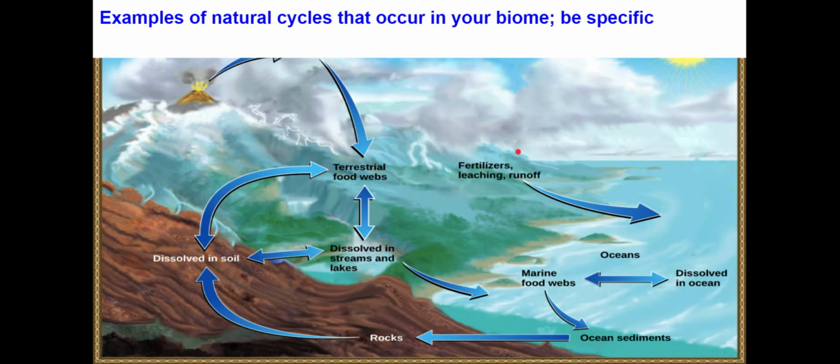What are some of the natural cycles happening in your biome? Can you be specific? Can you talk about how the carbon is cycled, and maybe you want to talk about the nitrogen or the water?